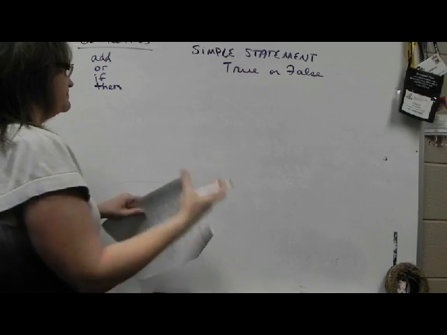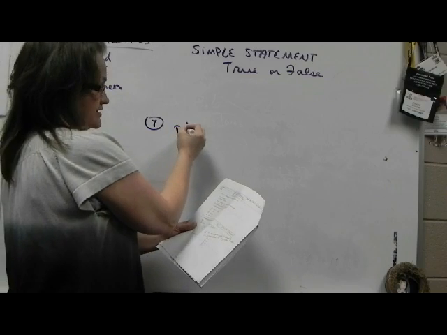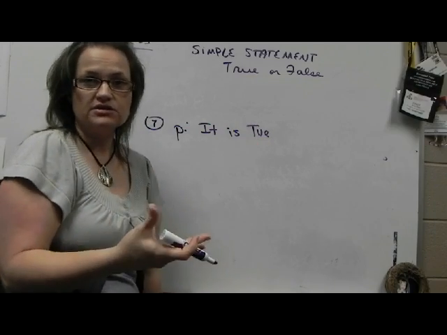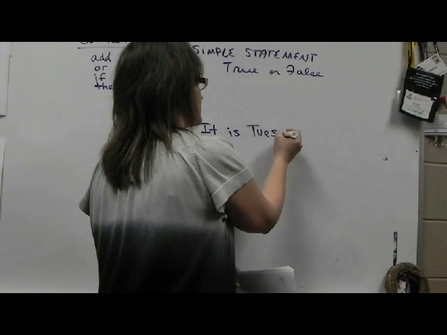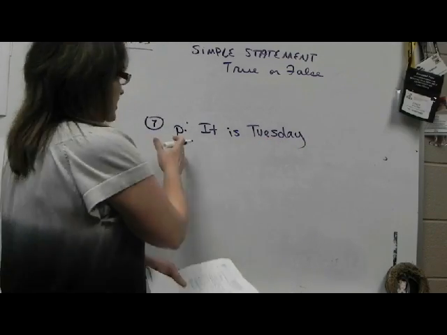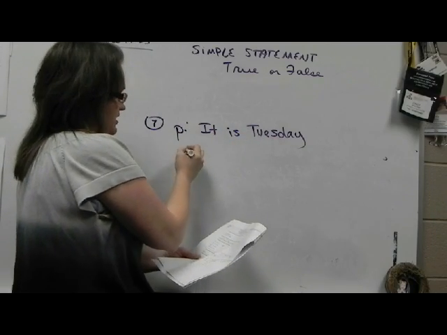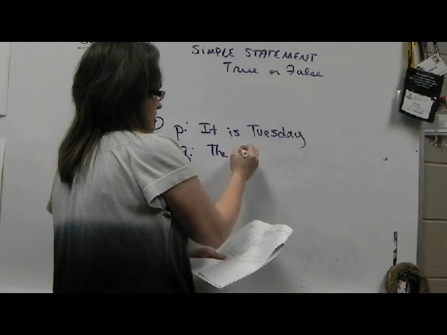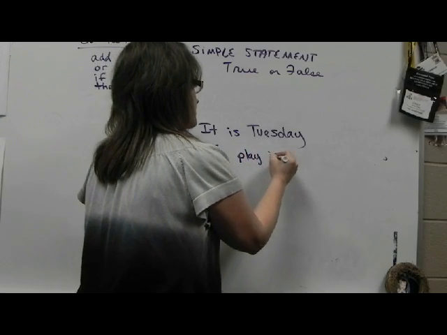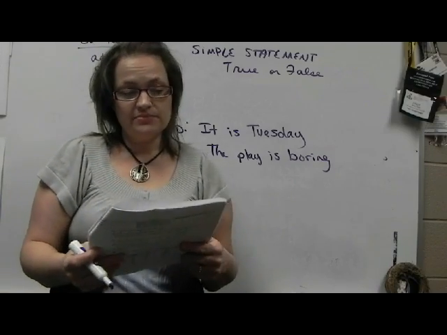So number 7 gives us a couple of simple statements. P says it is Tuesday. And remember, your Math Excel may regenerate slightly different problems, but they should be very similar. It is Tuesday. It's statement P, so it's going to help us with the symbolic language to label it with something to help us call that something. So statement P, it is Tuesday. Statement Q, the play is boring.